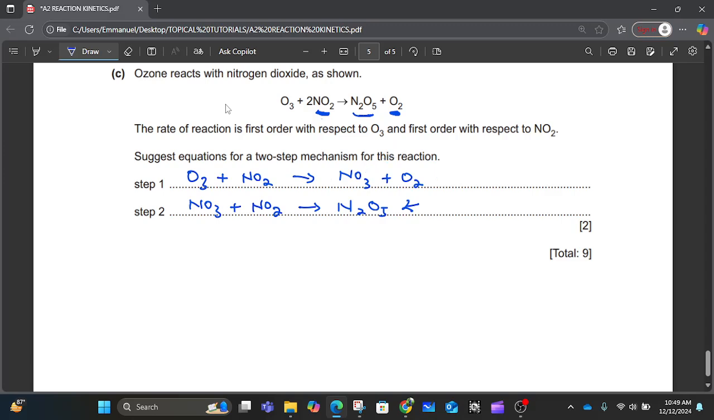In case you have to deduce the rate determining step, it is going to be step 1, because we can see that the stoichiometric amounts of ozone and NO2 correspond with the order of reaction with respect to ozone and NO2, which is first order with respect to NO2 and ozone.